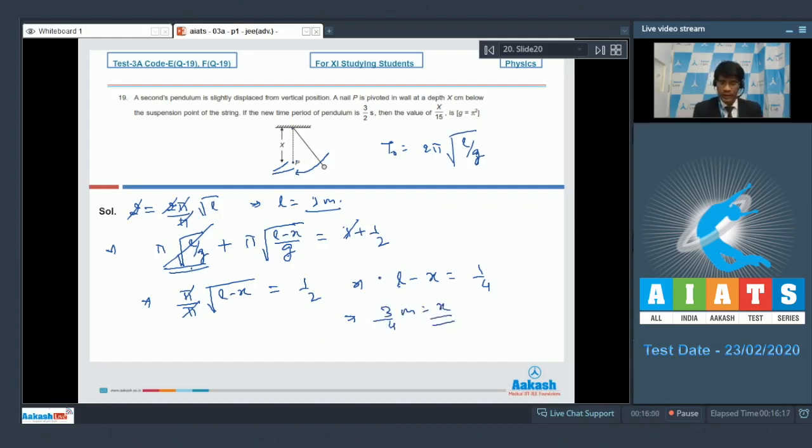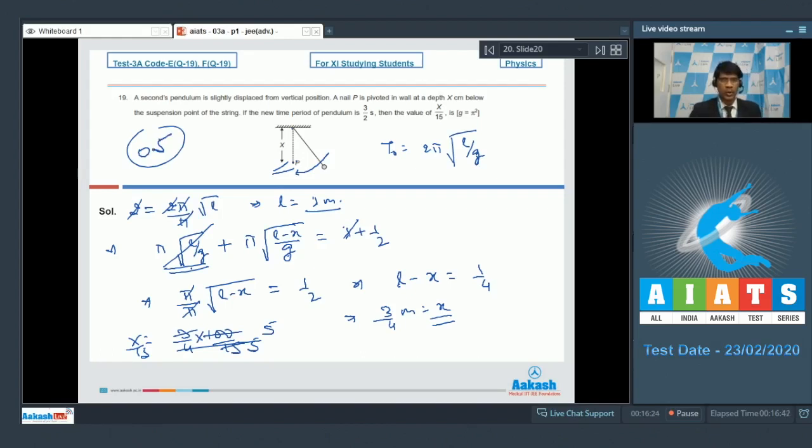But the depth x was actually given in centimeter. So I would write this as 3 divided by 4 into 100 centimeter. So how much is the value of x divided by 15? Divide it by 15. We will be getting 5. So we are getting 5 as the answer for question number 19.